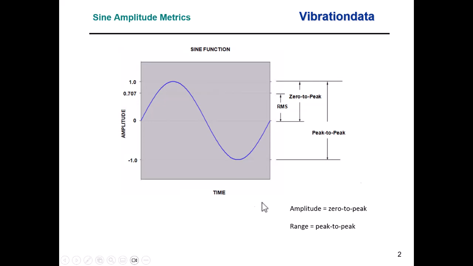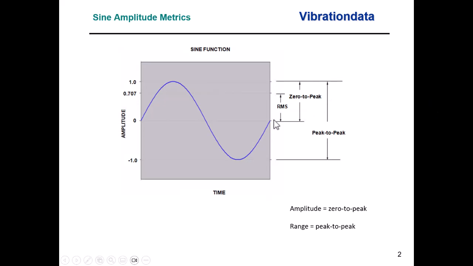So there's several ways we can characterize the amplitude of this signal. There's the peak-to-peak amplitude, which is often used for displacement. There's a zero-to-peak amplitude, and then there's the RMS, which is root mean squared. Now later on, we're going to be talking about fatigue analysis, and when we get to fatigue, amplitude will be 0 to peak, and the range will be the peak-to-peak value.